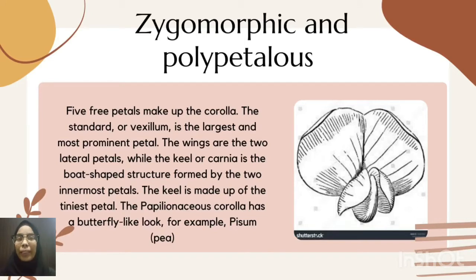Zygomorphic and polypetalous. 5 free petals make up the corolla. The standard or vexillum is the largest and most prominent petal. The wings are the 2 lateral petals, while the keel or carina is the boat-shaped structure formed by the 2 innermost petals. The keel is made up of the tiniest petals. The papilionaceous corolla has a butterfly-like look, for example, pisum, which is pea.